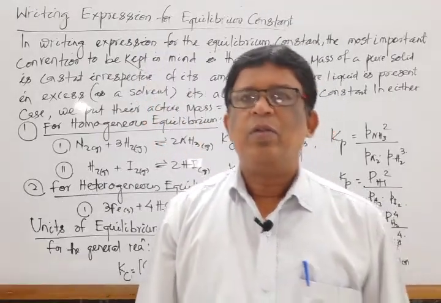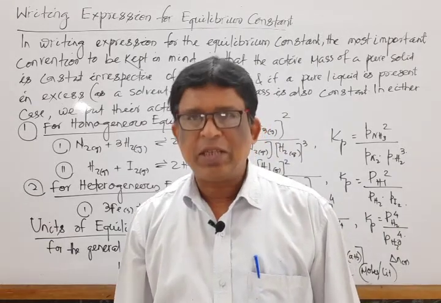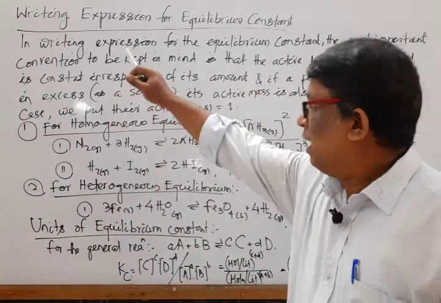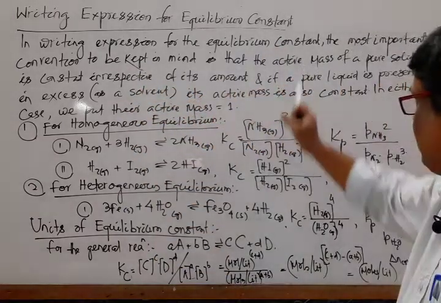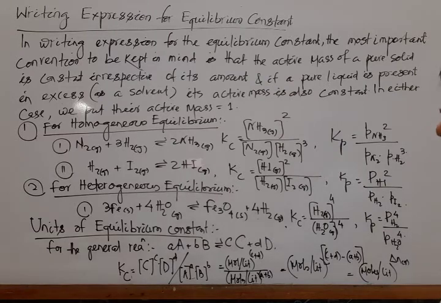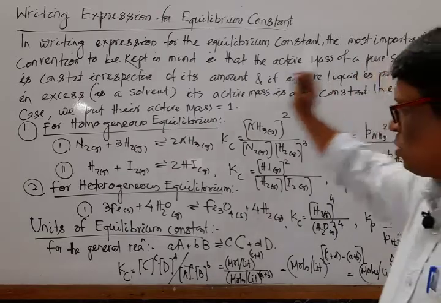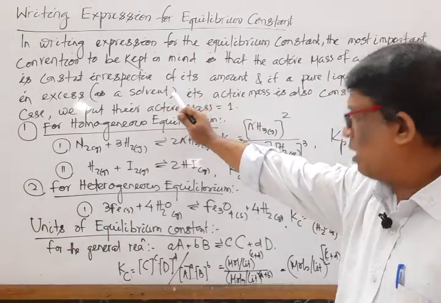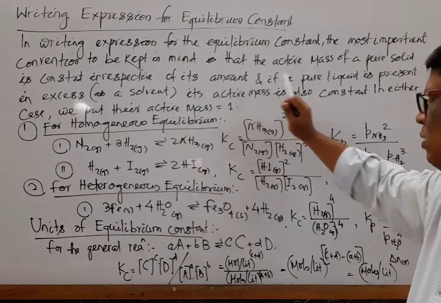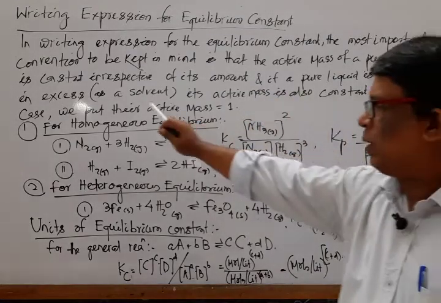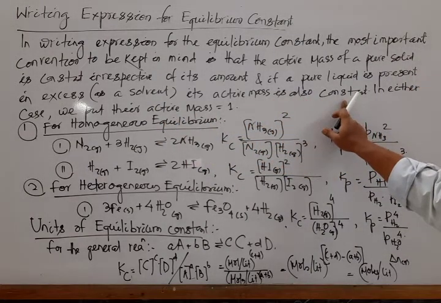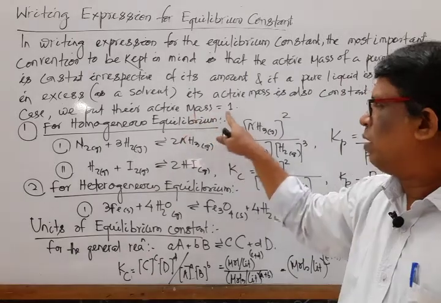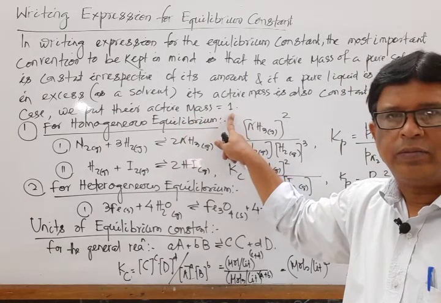Next, we will write the expression for equilibrium constant. Mark that, writing expression for equilibrium constant. In writing the expression for the equilibrium constant, the most important convention to be kept in mind is that the active mass of a pure solid is taken as a constant irrespective of its amount. And if a pure liquid is present, that means it acts as a solvent, then also the active mass is taken as a constant. In both the cases, we put their active mass equal to 1.